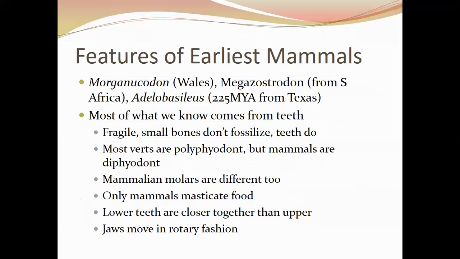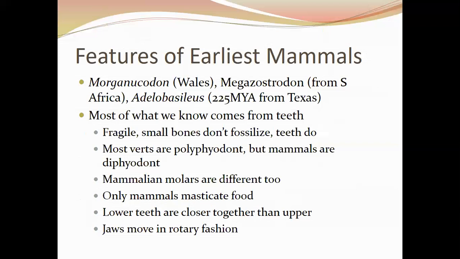Our first mammals, when we look at real mammals, include organisms like Morganucodon from Wales, Megazostrodon from South Africa, and Adelobasileus from Texas. These are organisms that we mainly know from their teeth and jaw bones. There may be some other bone structures for some of them, but the reason we know them from teeth is that small bones don't fossilize well because they tend to be fragile. Teeth aren't quite as fragile, so they do tend to fossilize well, and that large root structure does kind of help because they are relatively small, compact structures to begin with, but they will fossilize well.